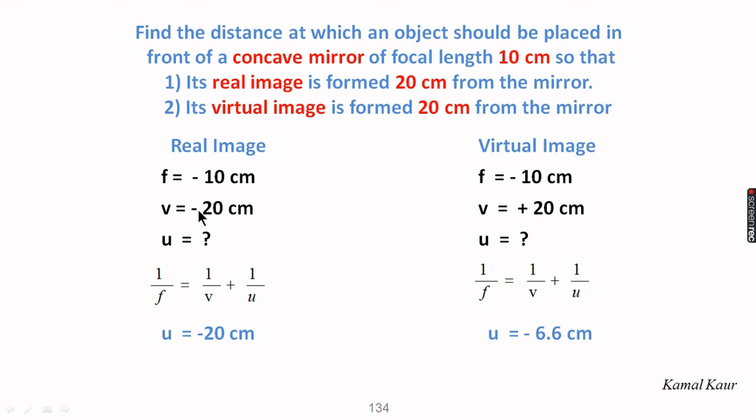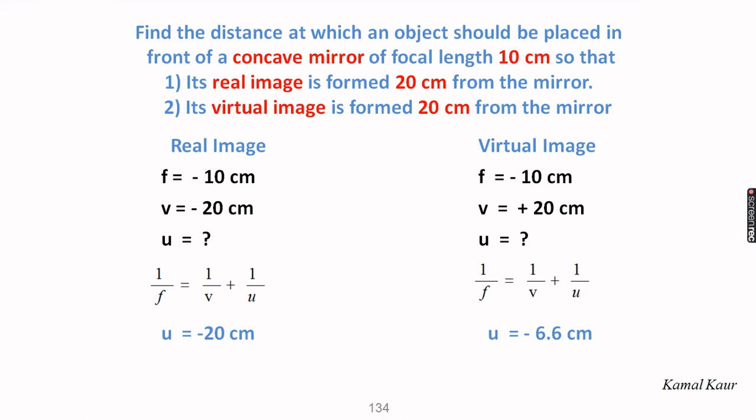So here v is minus 20, but a virtual image is formed on the right side of the mirror, so it will be plus 20. Only this step you have to do right, the rest of the numericals will come right by themselves. We have to find u in both the cases. Using the mirror formula, we will find u for both. Remember to insert the values very carefully along with their proper signs. For the real image u is minus 20 and for the virtual image u will be minus 6.6.